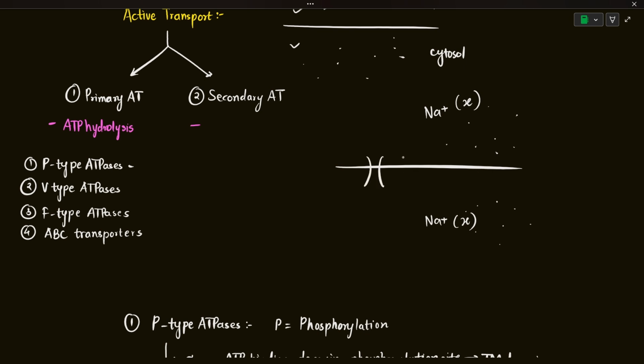But now we have pumps here. These are the ATPases. They are going to hydrolyze ATP, so they are going to do the primary active transport.